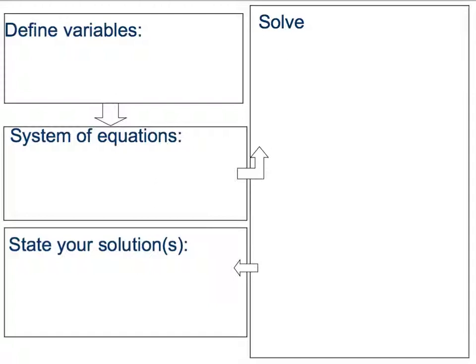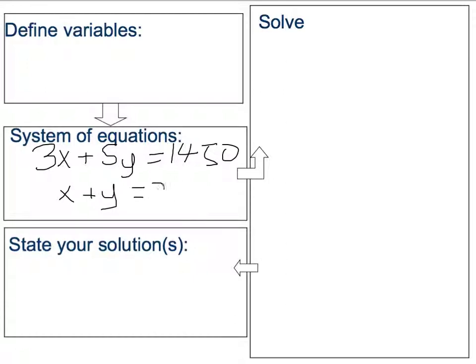Okay, so we know that student tickets, actually let me write the system. Student tickets cost $3, plus we also bought the general admission tickets that were $5, for a total of $1,450. Okay. We also know that we sold 350 tickets. Okay, so just the number of tickets together were 350. Okay, so now I have my two equations.